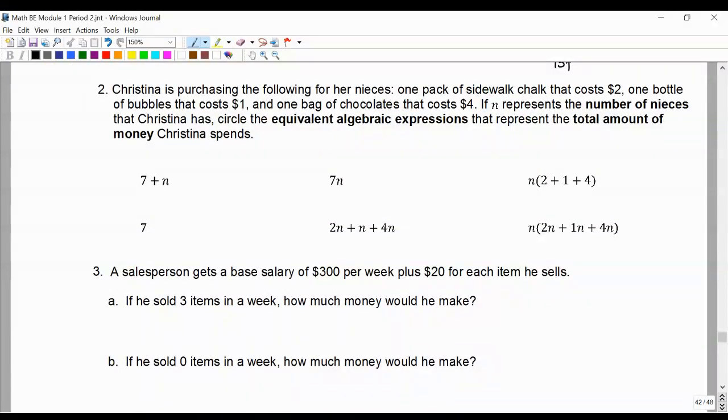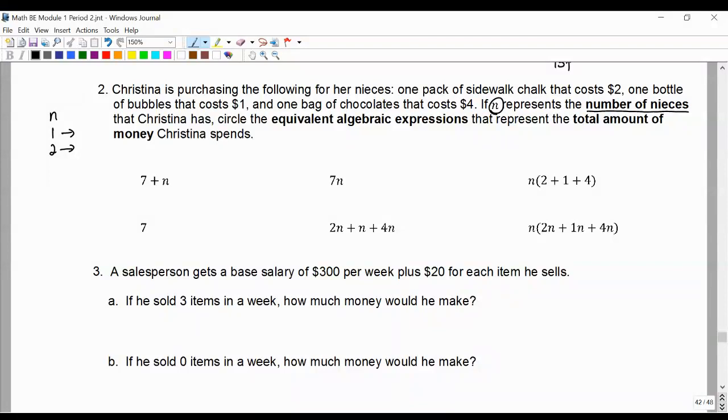Christina is purchasing the following for her nieces: 1 pack of sidewalk chalk that costs $2, 1 bottle of bubbles that costs $1, and 1 bag of chocolates that costs $4. If N represents the number of nieces, I'm going to do the same thing. I'm going to pick a couple of numbers, and we're going to test them. If N is the number of nieces, circle equivalent algebraic expressions that represent the total amount of money Christina spends.